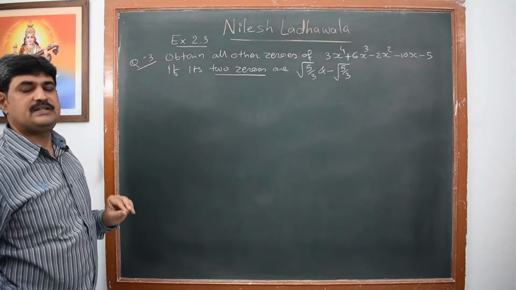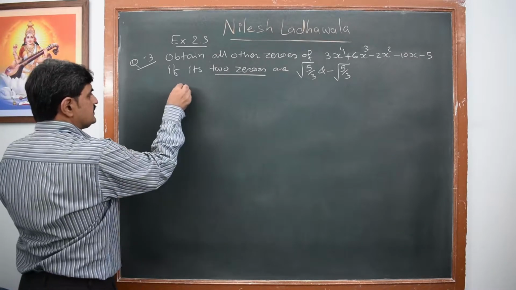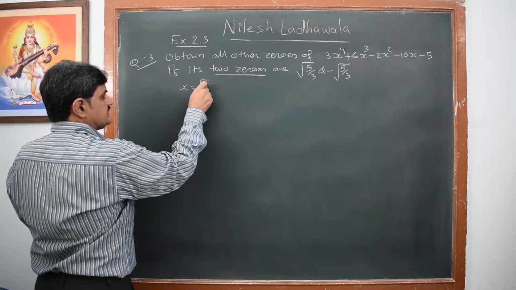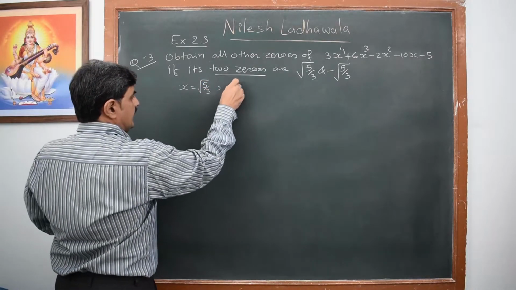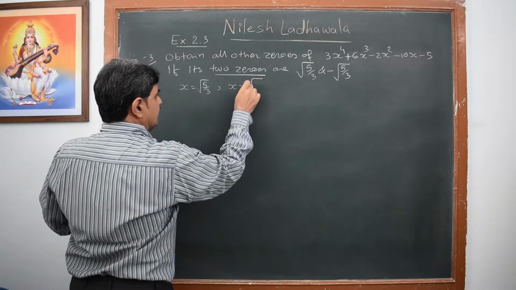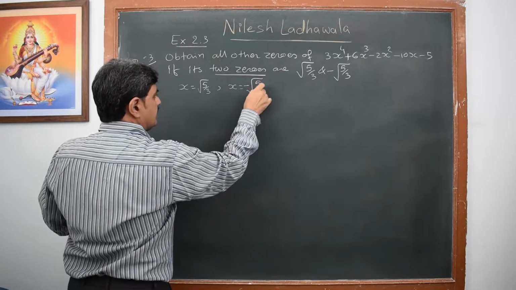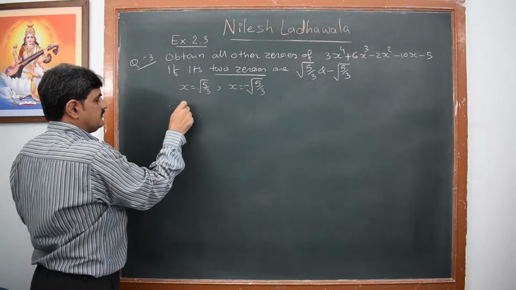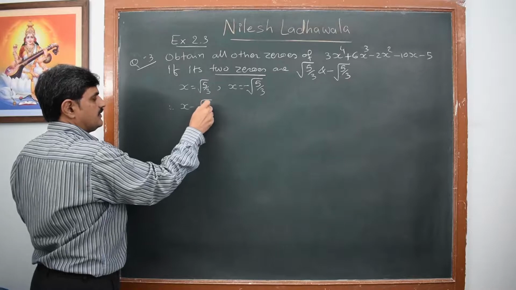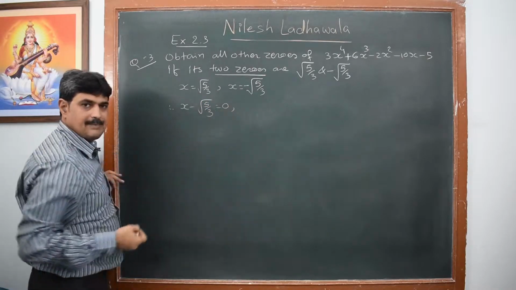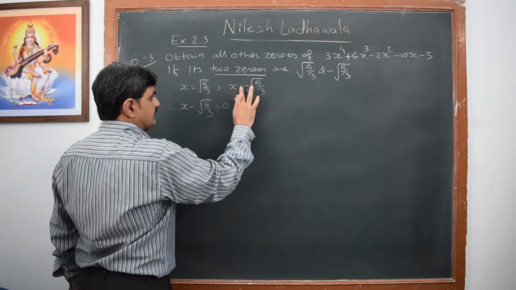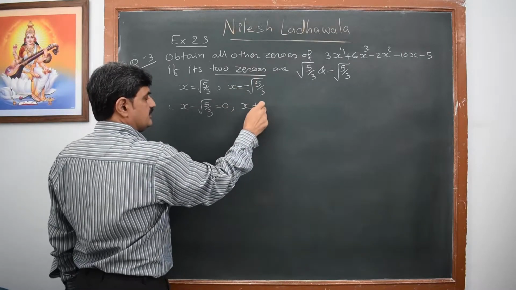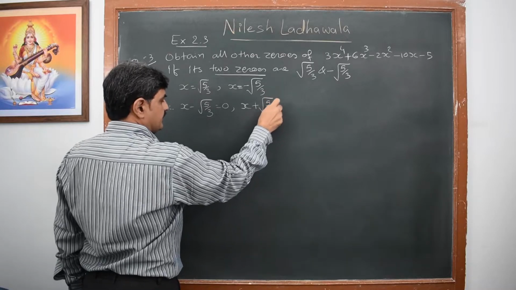Zeros, that means value of x. So I should write it as x is equal to root 5 by 3 and x is equal to minus root 5 by 3. Now if I take root 5 by 3 on left side, it will be minus. Similarly, if I take minus root 5 by 3 on left side, it will be plus root 5 by 3.